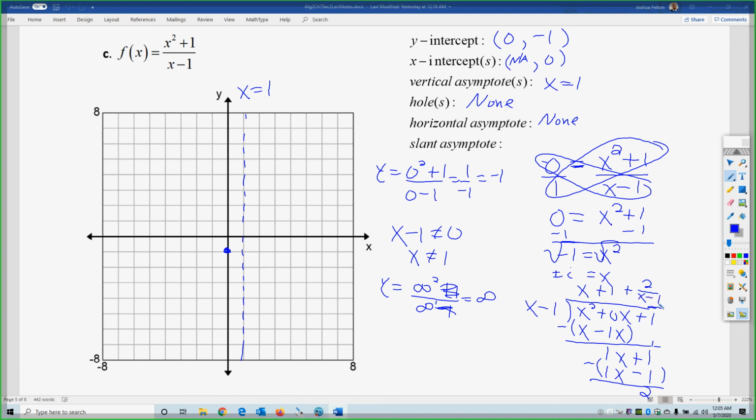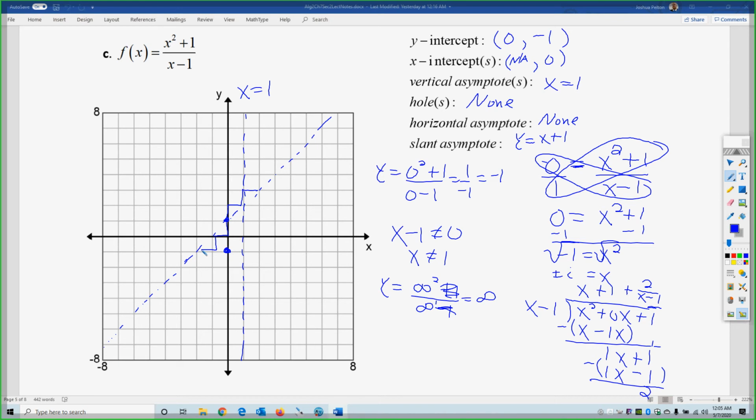But the remainder of 2 over x minus 1 doesn't matter, because if you plug in infinity, which is what's happening horizontally, you get 2 over infinity, which is nothing. So essentially I get y equals x plus 1 is my slant asymptote, which has a y-intercept of 1 and a slope of 1 over 1. So we're going to follow that line there, right? Because you have the y-intercept of 1, up 1 over 1, up 1 over 1, or down 1, left 1, down 1, left 1.